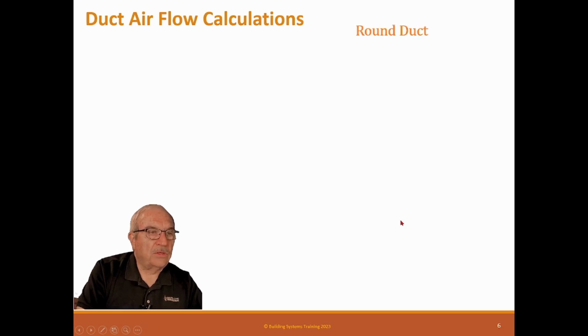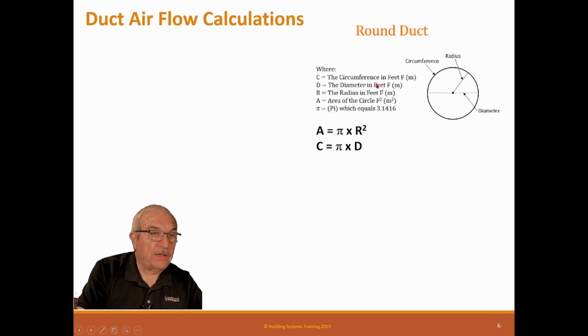All right, let's go look at round duct. Round duct we use a lot, so you need to know the formulas for that. We've covered this in our math course, but remember, this is the diameter of the circle, this is the circumference of the circle, and this is the radius, which is from the center point to the edge. So the area formula is A equals pi times r squared, and the circumference is pi times d, diameter.